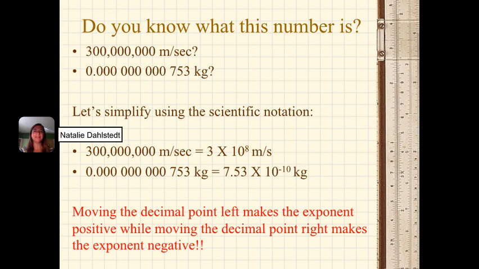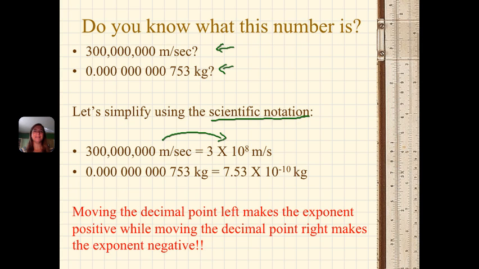Would you be able to name these numbers? Kind of tough. Well, we're going to simplify these numbers by using the scientific notation. So we could actually do a conversion and call this one 3 times 10 exponent 8 meters per second. That's very fast, just saying.